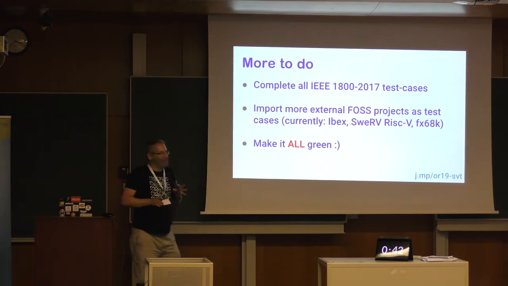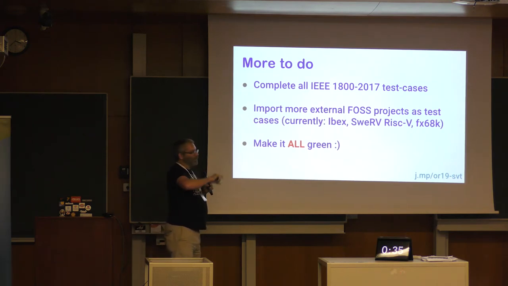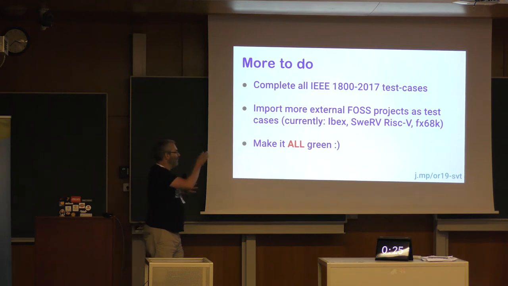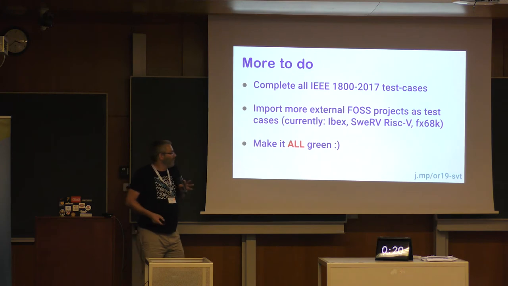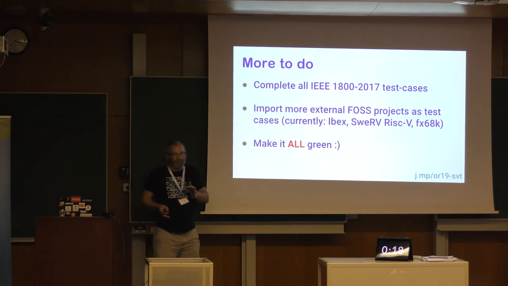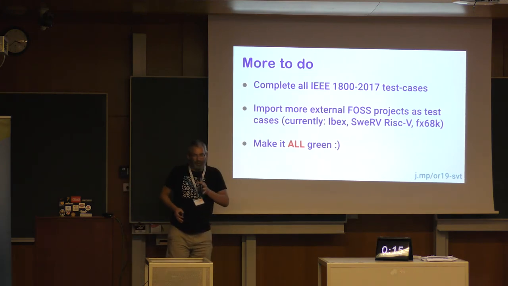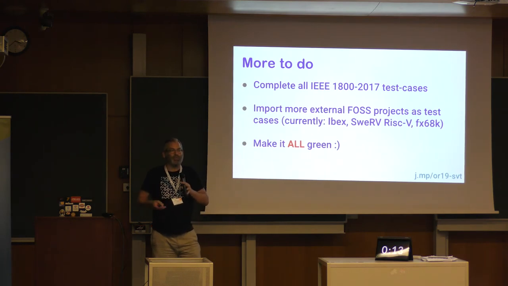Import more external projects that we can also use as a kind of end-to-end test. While right now in the attribute test, we test a particular feature, ideally we want to see, okay, does this particular core compile? Right now we have IBEX, Swerve, others in there. We should include more, and of course we should get all these tests green by improving the tools, and having a red box somewhere kind of serves as a little to-do list.